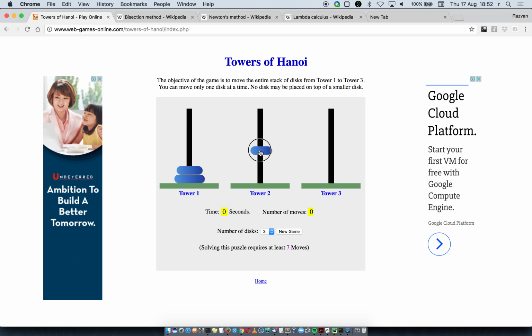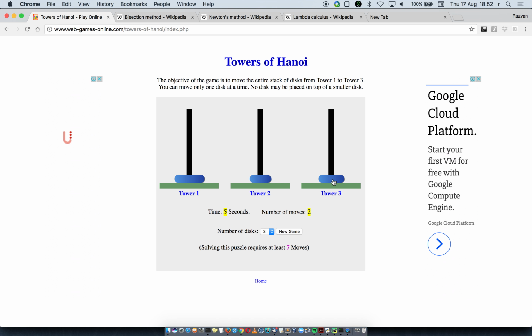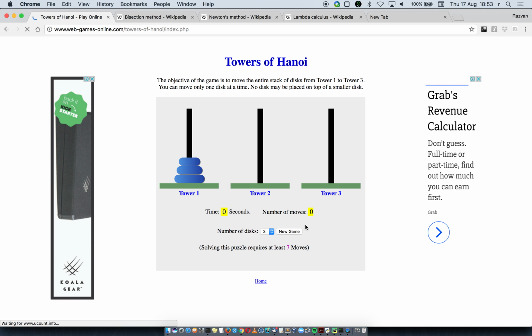The nice thing here is that I can actually move the disks from pole to pole. And there's one rule. I cannot take a bigger disk and place it on top of a smaller disk. All right, so if I try to take this one, which is bigger, and place it on top of the smaller one, it doesn't work. All right, so I'm just going to do a new game. And the objective is to move all the disks to the 3rd pole. Okay, and to find the sequence of moves for doing that.